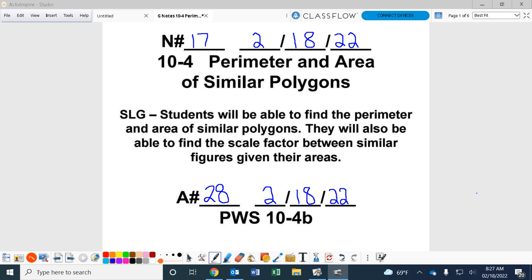About the perimeter and area of similar polygons. We're still dealing with perimeter and area, but we're not going to be dealing with it straight from the formula. We're going to be dealing with the idea of the shapes being similar, and so it's going to have to do with scale factor and some other things as we go forward. You'll see this. Let's go ahead and get started.